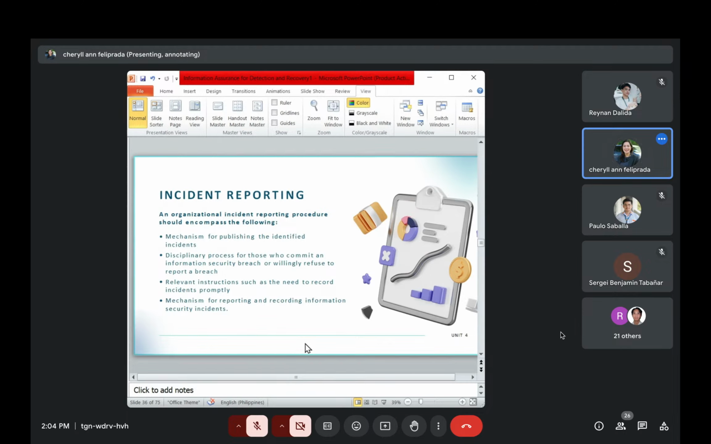Okay, so there are incidents or events that may happen. For example, in your department, MIS, Information Systems, for example, you will be the one assigned as an administrator.